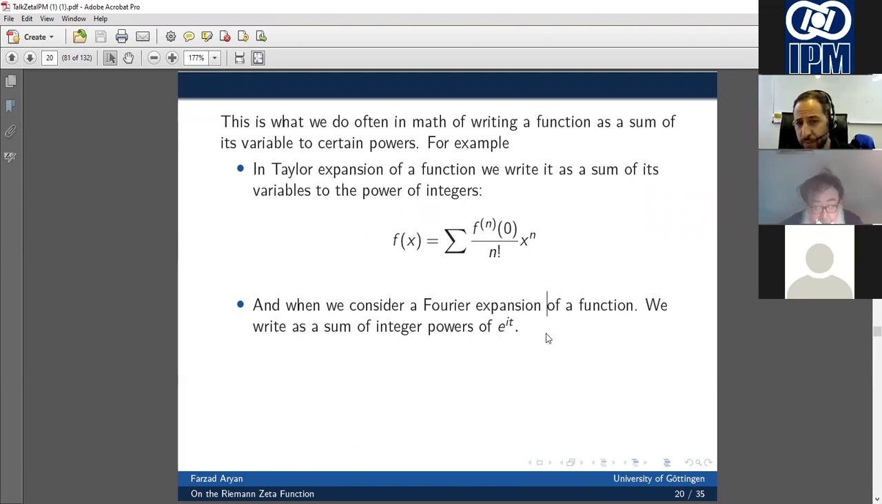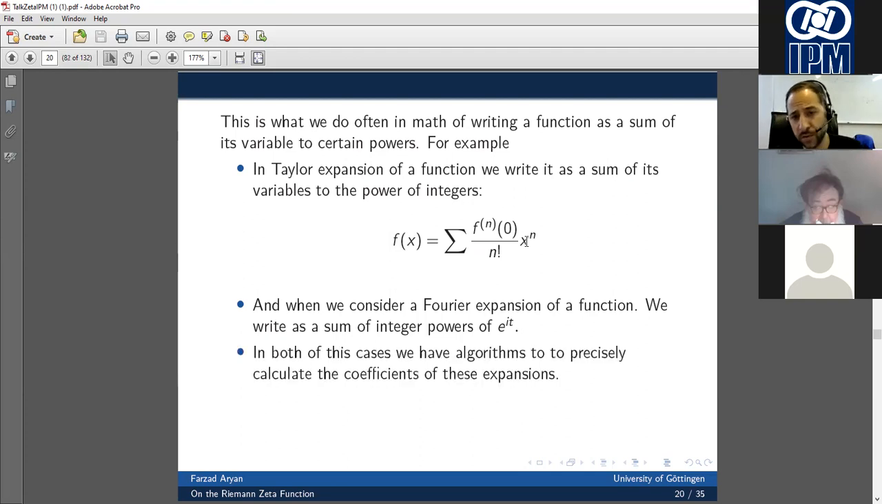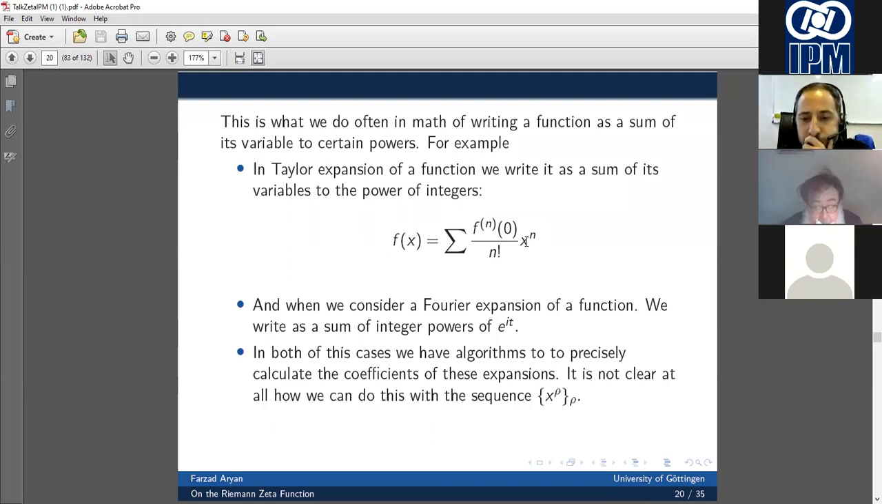One big difference is that in both of these cases, we have a very nice algorithm to find the coefficients. So x to the power n in a Taylor series acts like a basis for the space of functions. We have a very concrete algorithm, and we know what kind of functions we can write in terms of these expansions. It's not clear, though, with this thing.